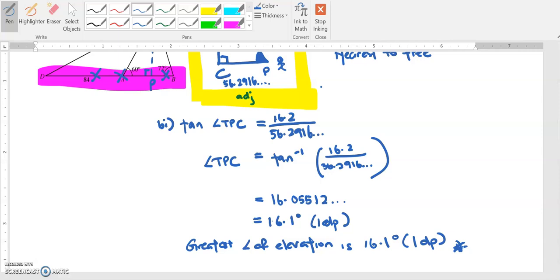Then in B2, they speak about a boy climbing exactly halfway up the tree. Alright, calculate the angle of depression of D when viewed by the boy. So now it's a little different. We have a boy climbing up the tree halfway and then he's looking at D.